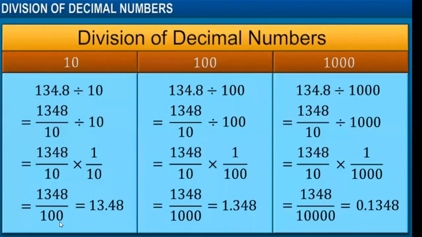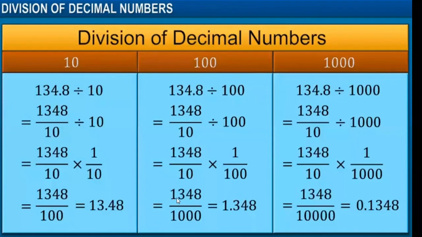1348 divided by 100. Now divided by 100, it is a fraction. When converting this back to a decimal, how many zeros are there in the denominator? There are 2 zeros. So in the answer we get, we need 2 digits after the point. Okay, so what we have done, 13.48. Okay, so after the decimal, 2 digits, that is 4 and 8 is there. So the final answer is 13.48.